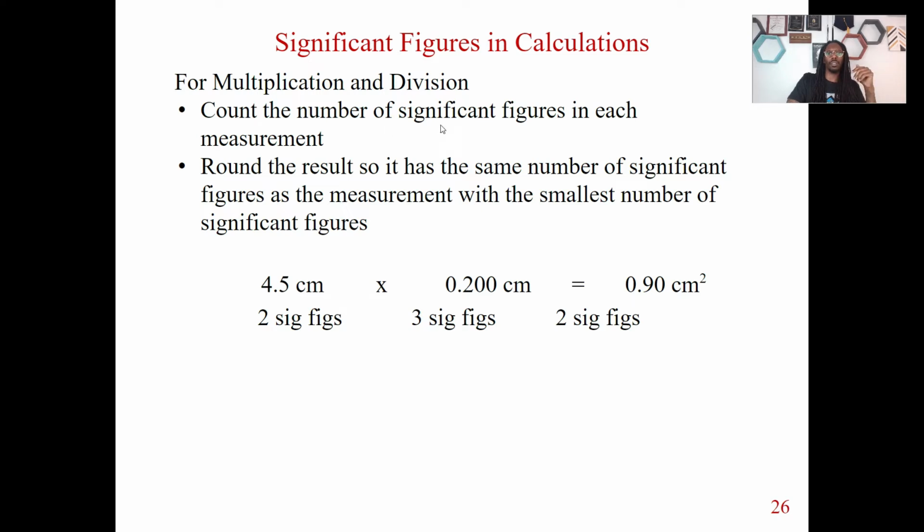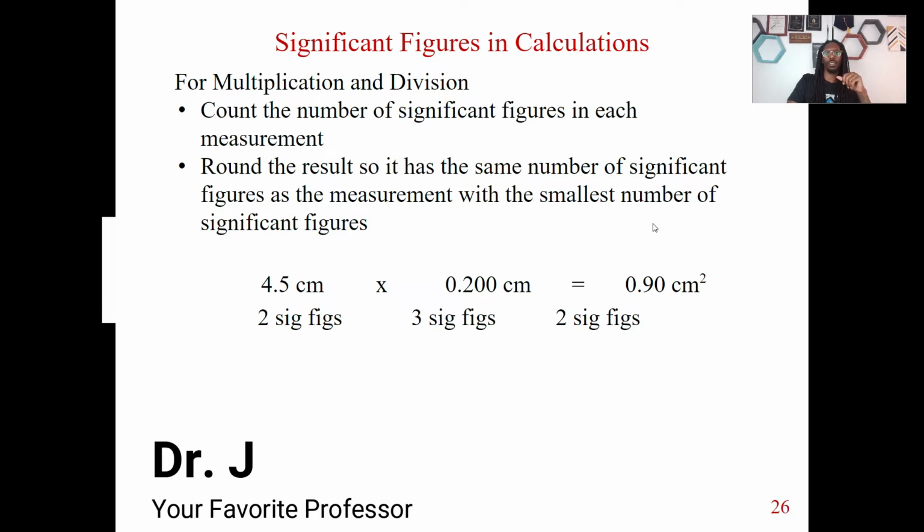Count the number of sig figs in each measurement. You always want to count your sig figs first. That's going to be critical, especially when you're multiplying and dividing significant figures. Second point, before I get to the example here: round the result so it has the same number of significant figures as the measurement with the smallest number of significant figures.